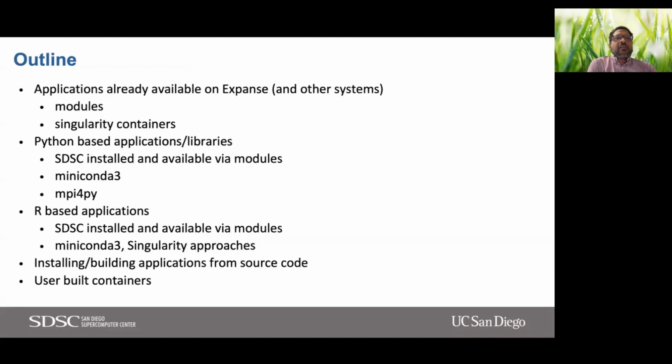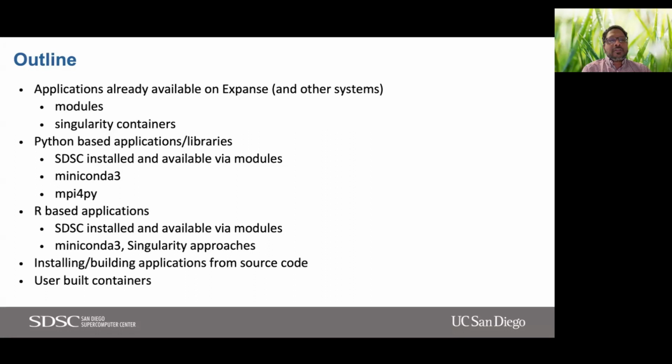So a quick outline of what I want to cover today. Basically, start with applications that are already available on systems, whether it's Expanse or other systems. And typically, these are managed via modules. So I'm going to go over how you can explore what's already on the system. And we also make available some optimized builds in Singularity containers. So I'm going to talk about that also. So that's kind of the easy button, right? Like if it's already on Expanse and we have an example, you get on and start using it.